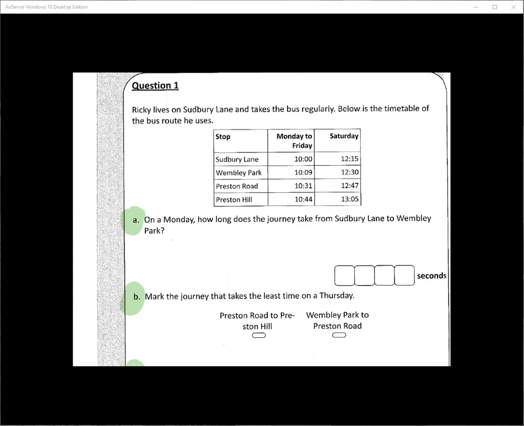Okay, right. So let's have a look. Let's get our highlighter ready. It's from Sudbury Lane to Wembley Park. Sudbury Lane is this one. Wembley Park is that one. It's on a Monday, so we've got to be in this one here. So 10 to 10:09. You've got 10 o'clock to 10:09. How many minutes is that? 9.